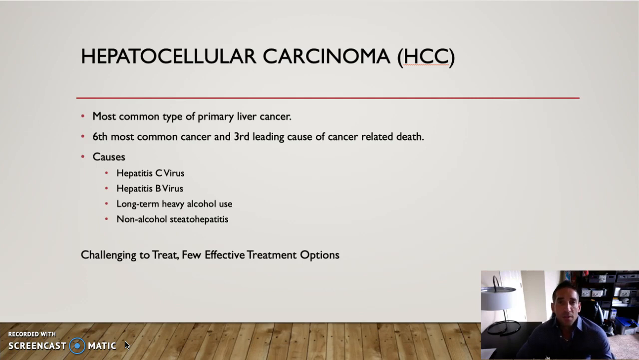HCC tumors are challenging and complex to treat, primarily because of their location within the liver, and these patients often present in various different stages of HCC progression, and they often have a widely different type of tumor biology. That makes them often difficult and challenging to treat. They're also the sixth most common cause of cancer and the third leading cause of cancer death here in the US.